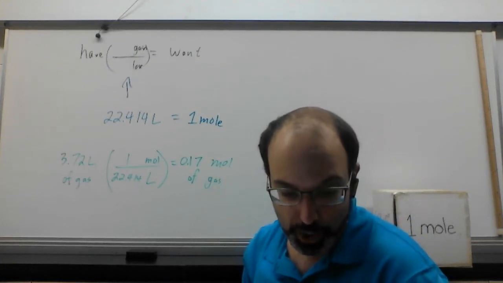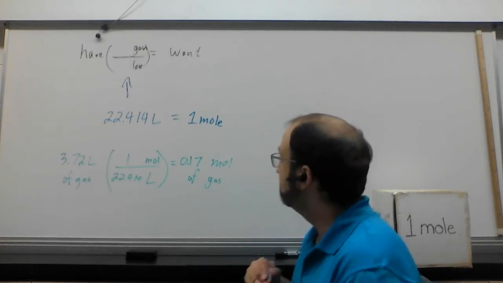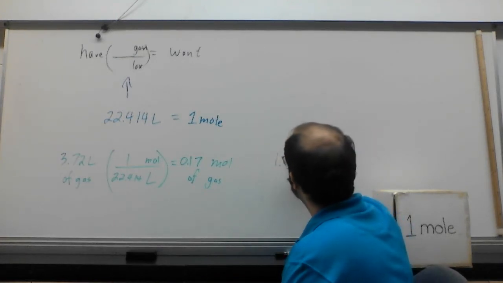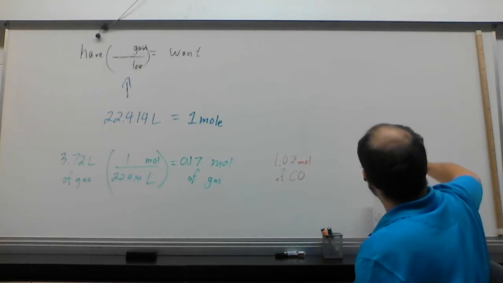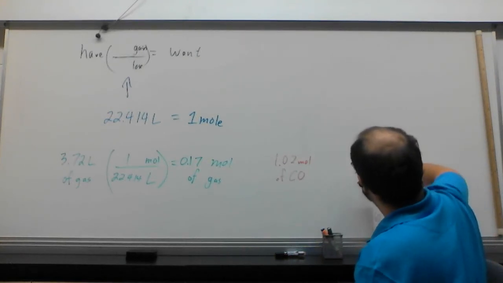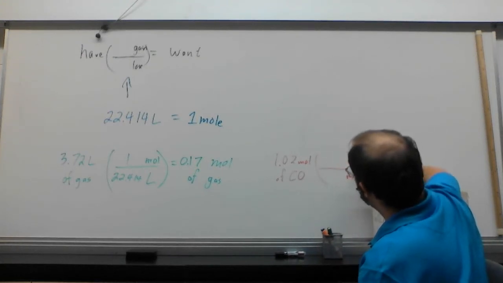we have another example. 1.02 moles of carbon monoxide gas. So 1.02 moles of carbon monoxide. We want to know the volume, so the liters of carbon monoxide. Set up our conversion matrix. We want to get rid of moles, so they go on the bottom, and we want to get liters. So moles are down here.